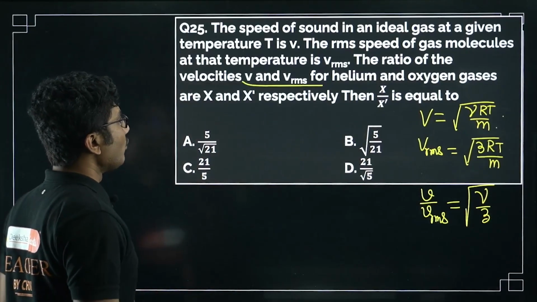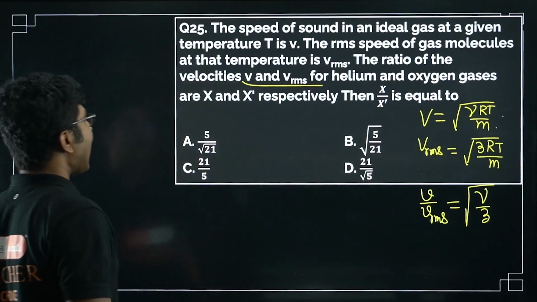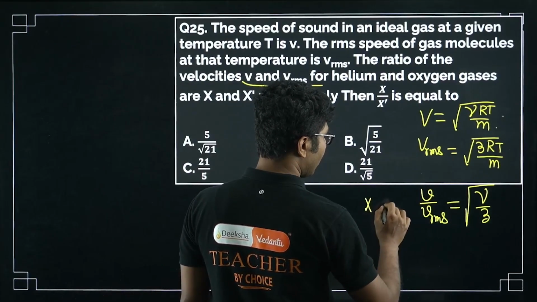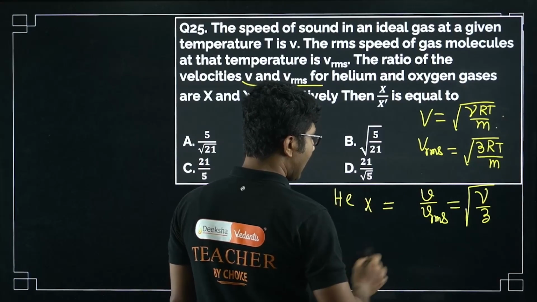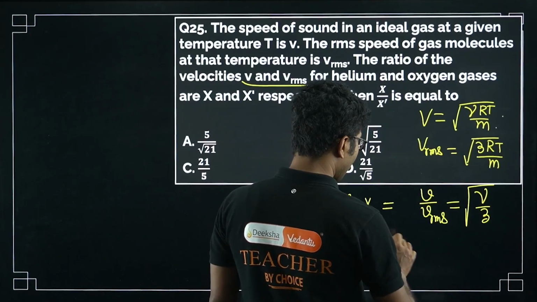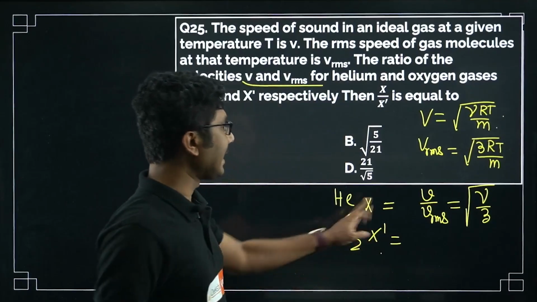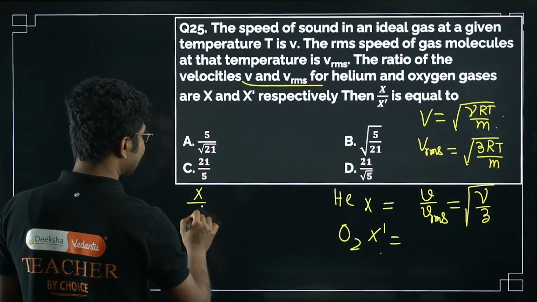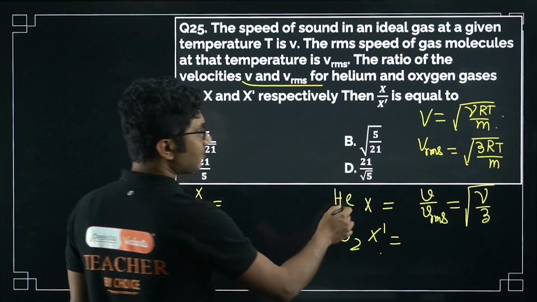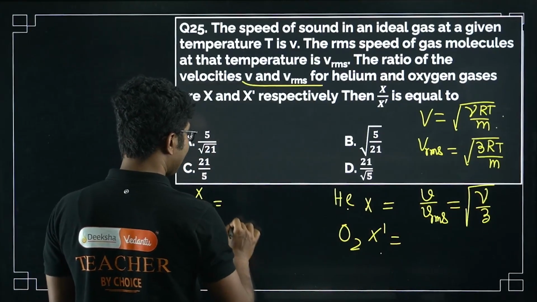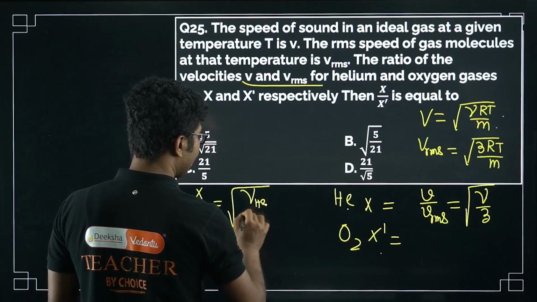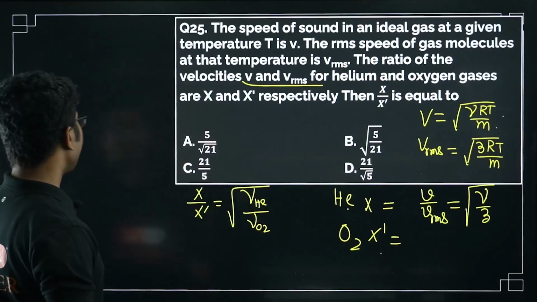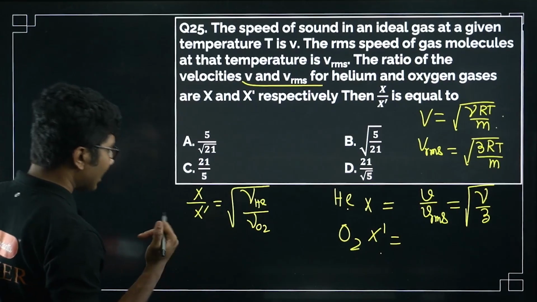Now that value for helium and oxygen gases are X and X dash. So for helium this value is X, and the same value is X dash for oxygen. Okay, so basically they have different gammas. So what is the ratio of X by X dash? That means X is proportional to square root of gamma, 3 is constant, so X by X dash is gamma of helium divided by gamma of oxygen. Okay, so what is the gamma of helium?